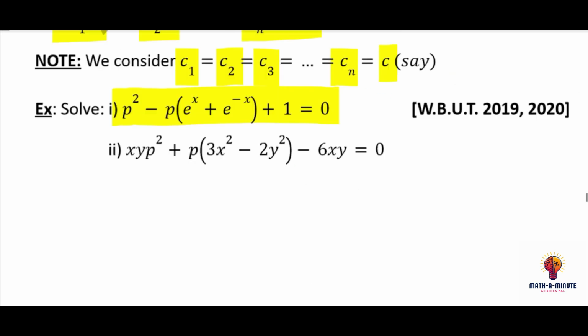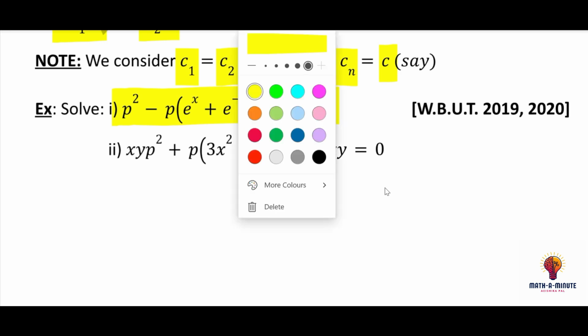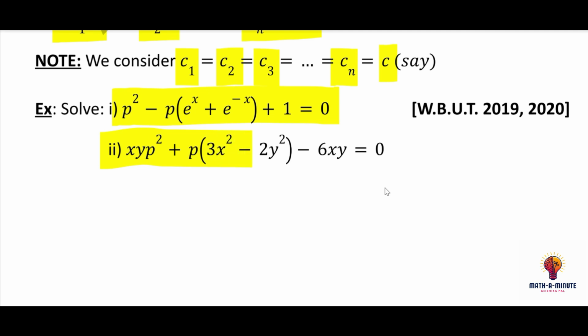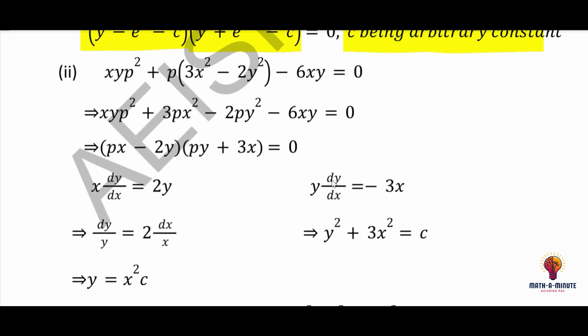Pause this video and try to find the solution of this differential equation: xy p squared plus p of (3x squared minus 2y squared) minus 6xy equals 0. We can write the given differential equation in the form of xyp squared plus 3px squared minus 2py squared minus 6xy equals 0. If we factorize this equation, we can write (px minus 2y) into (py plus 3x) equals 0.